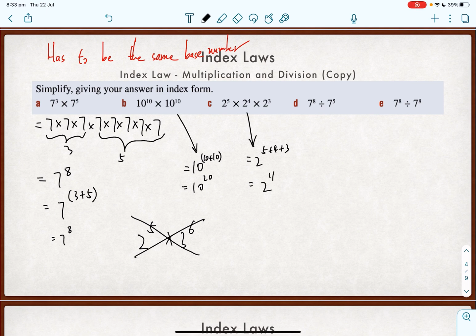Easy. Now division is similar as well. So division is similar to a fraction, yeah. So 7 to the power of 8, so 7 times 7 times 7 times 7 times 7 times 7.